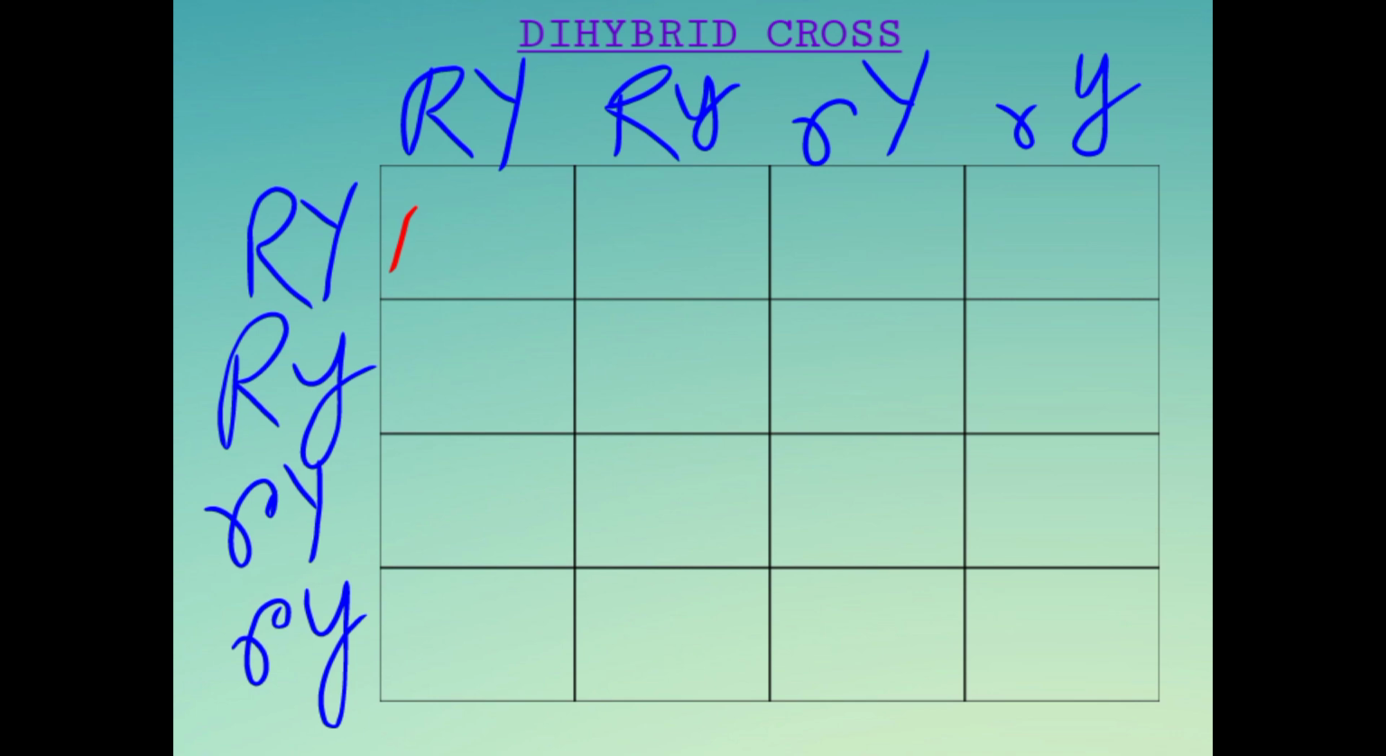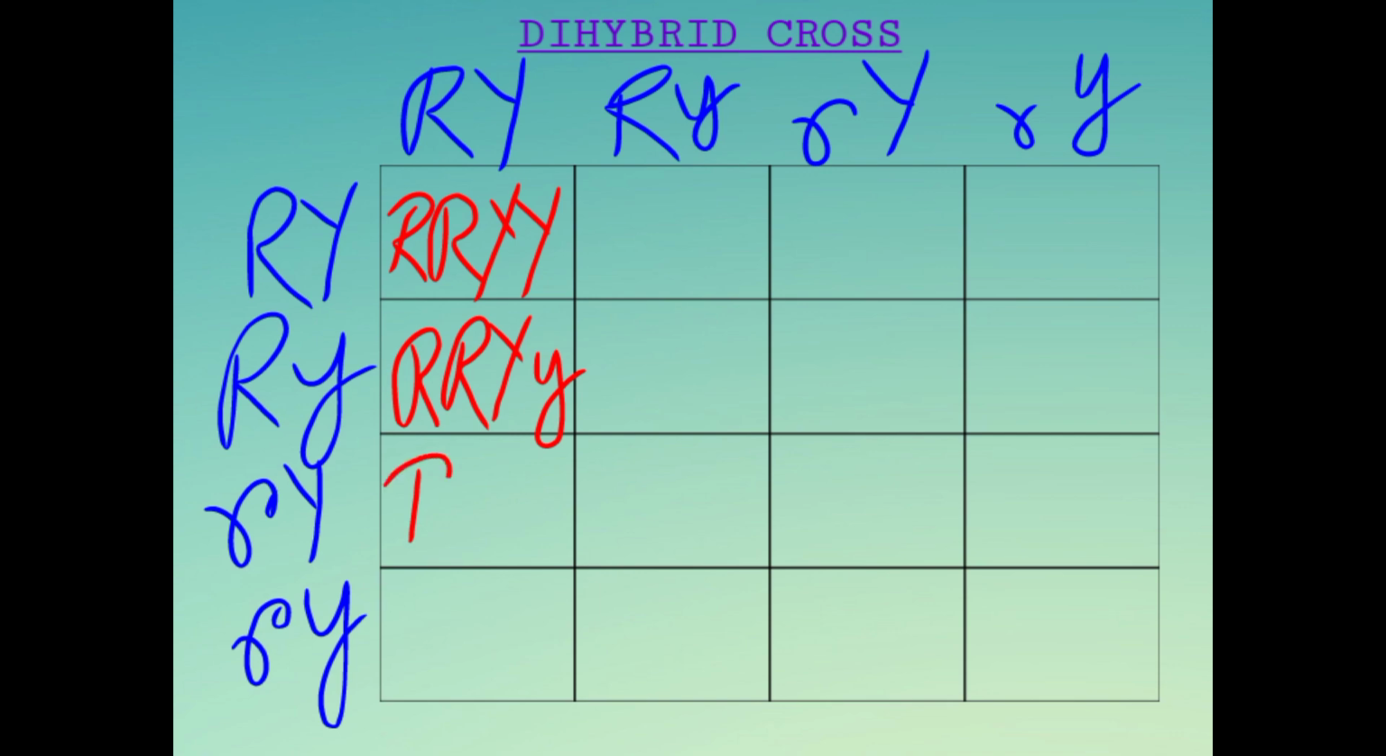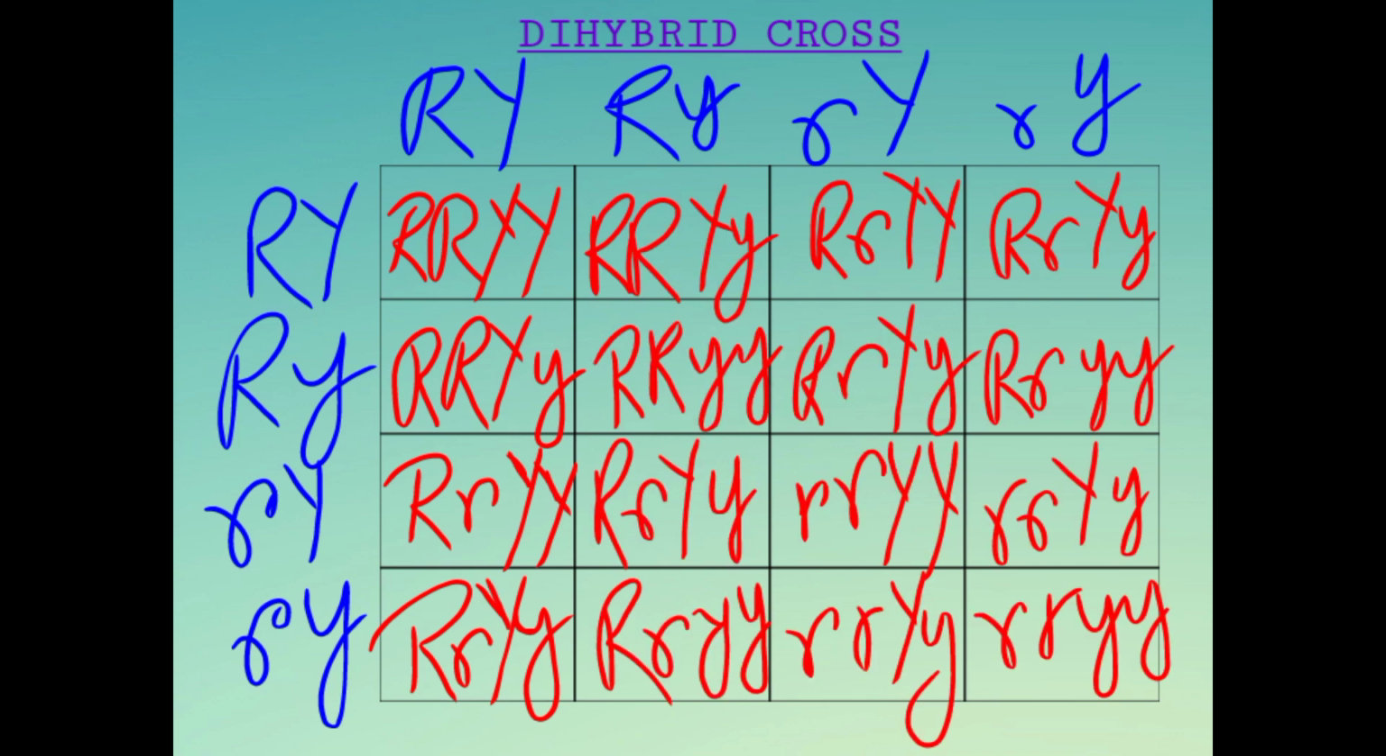So here capital R, capital R, capital Y, capital Y. Here we will be writing capital R, capital R, capital Y, small y, capital R, small r, capital Y, capital Y, capital R, small r, capital Y, small y. Now if we continue, so we'll be getting this as our results. So this is our result.